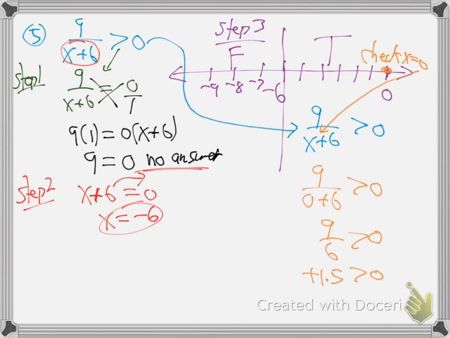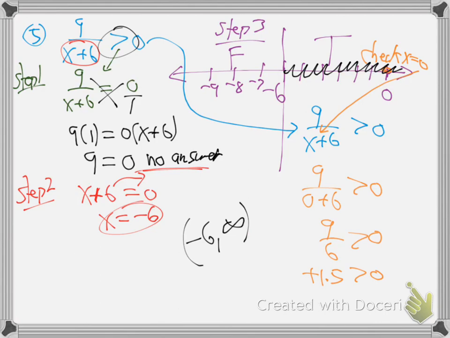Are we ready to give the final answer? So here's the truth. Are we going to have any brackets? No, we didn't even have a bar, so no brackets at all. So the final answer then is just that one true chunk of shading. How do you say this chunk of shading? -6 to infinity, parentheses.